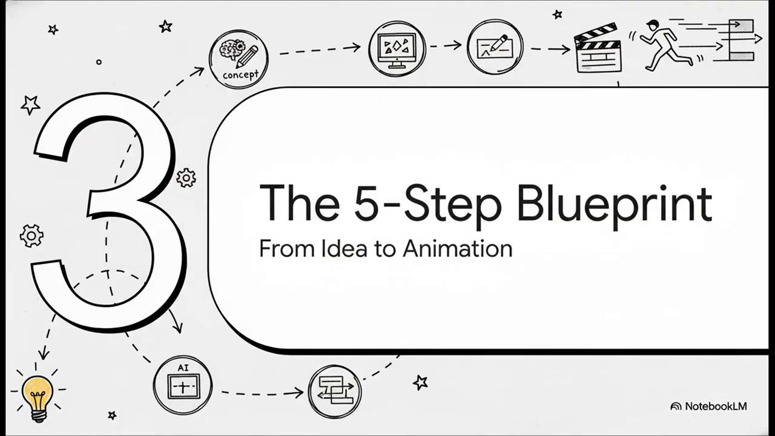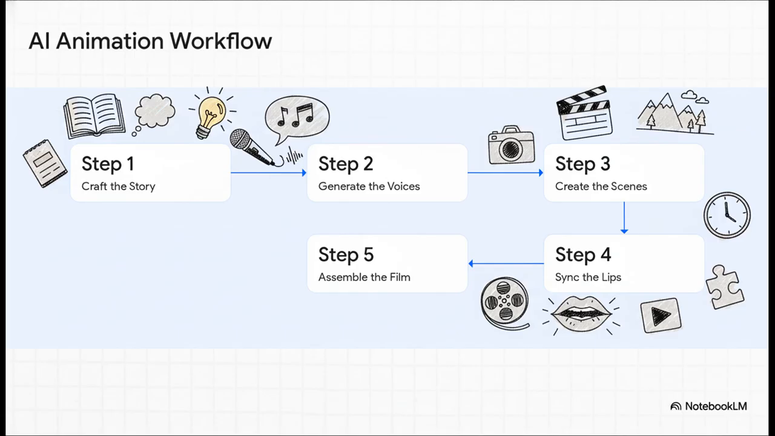All right, to make this super clear, we are going to follow a really straightforward 5-step blueprint. This process is designed to take you from a simple idea in your head all the way to a finished, polished animated film. And here is our roadmap for this whole adventure. First, the story. Then, the voices. After that, we create the scenes. We sync the lips. And finally, we assemble the film.